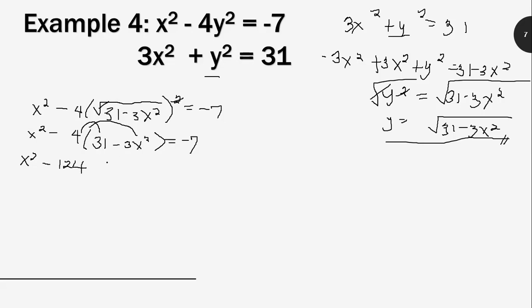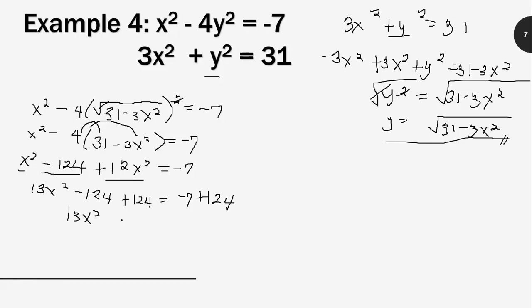Negative 4 times negative 3x, we have positive 12x squared is equal to negative 7. And then combine like terms, x squared plus 12x, we got 13x squared. And then si 24 kasama si negative 7 ang kapareho niya. Para mawala dito si negative 24, we have to add positive 124. Negative 7 plus 124.